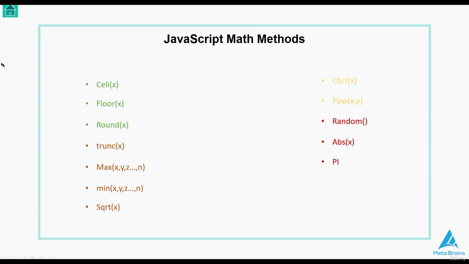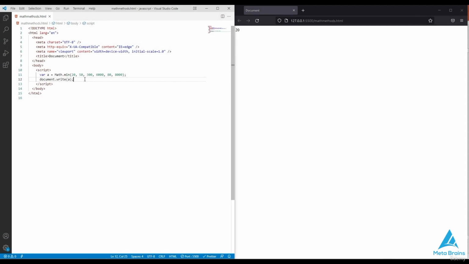Alright, so now we have some more methods that we need to talk about, like the square root, the cubic root, the power of, the random, the absolute, and the pi values. Now I'll tell you how to use them in VS Code. Okay, so now I'm here in VS Code. I'll use the sqrt method. What I will do here is write 64 and save it.